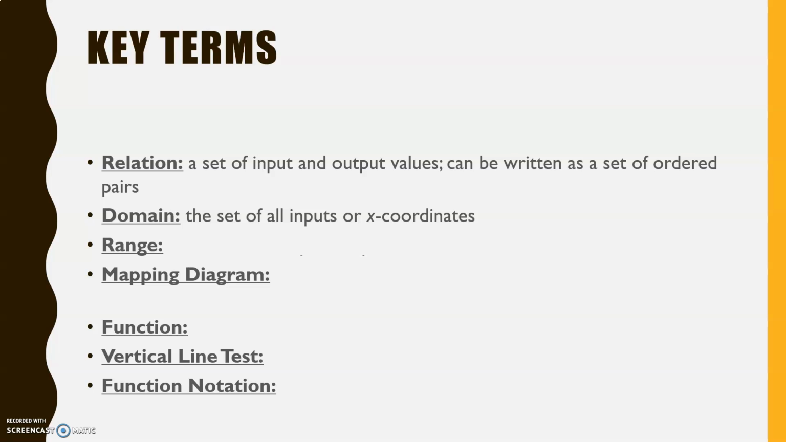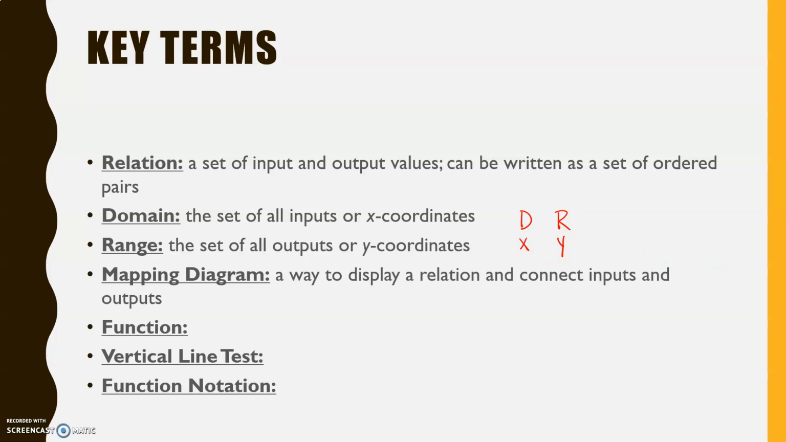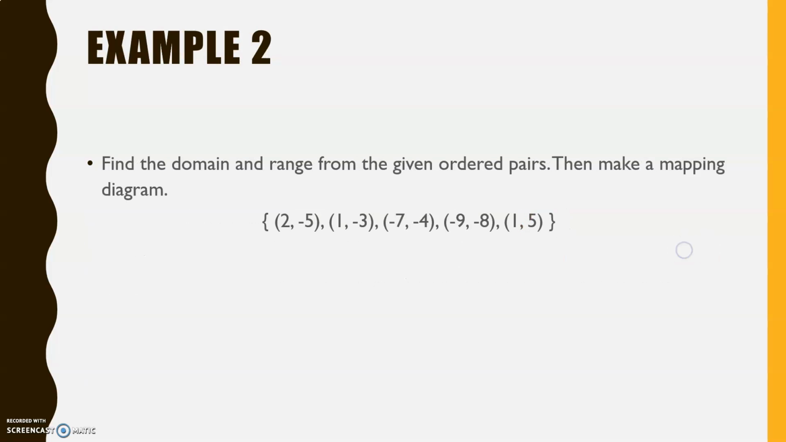The domain is the set of all inputs, or all x coordinates, and the range is the set of all outputs, or y coordinates. You can come up with whatever way you want to remember this. The way that I remember it is that domain and range, D R, goes in alphabetical order, and so does x, y. If you come up with a great way to remember this, let me know, because I'm always on the lookout for good memory tricks. So domain is x, range is y. And a mapping diagram is a way to display a relation and to connect inputs and outputs. We'll take a look at that here in just a second.